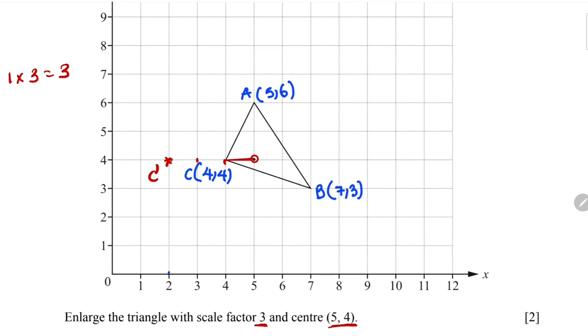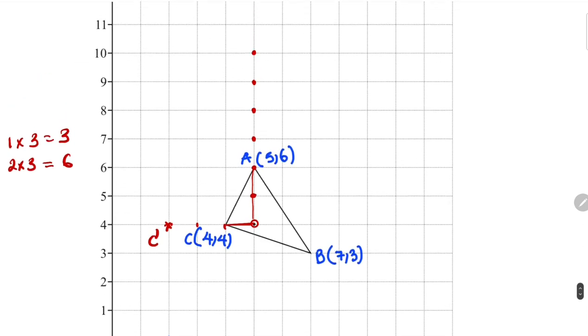The same thing I will now do to A to get A prime. If you check, it is 1, 2 that I have here. So it is 2 times the scale factor, which is 3, so I'm going to get 6. I'm going to count from the center: 1, 2, 3, 4, 5, then I have the 6th one. And in this place, I am going to have my A prime.